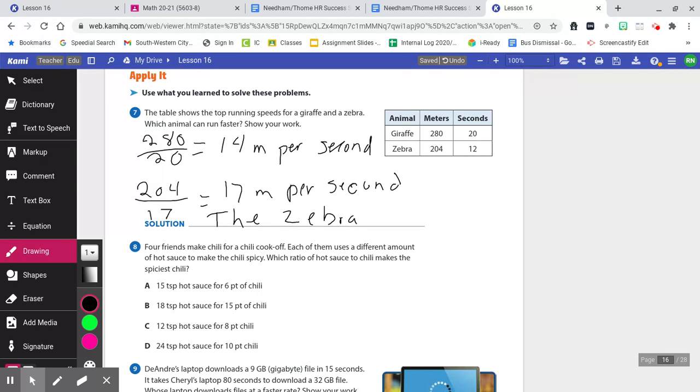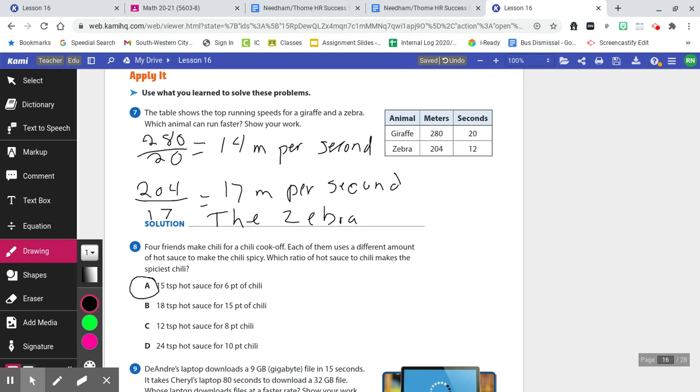Number 8, 4 friends make chili for a chili cook-off. Each of them uses a different amount of hot sauce to make the chili spicy. Which ratio of hot sauce to chili makes the spiciest chili? Why don't you stop the video and see if you can figure it out. Okay, I would have just found the unit rate for each one of these. So hopefully you found that the answer was A. 15 teaspoons of hot sauce for 6 pints of chili makes the spiciest.